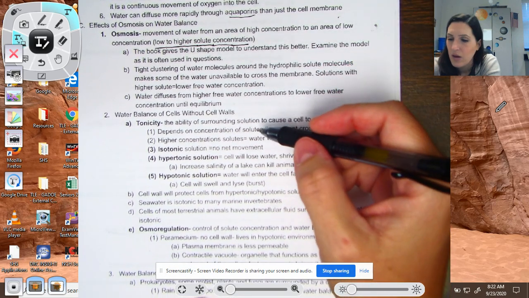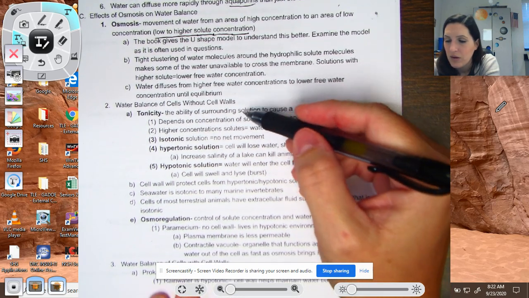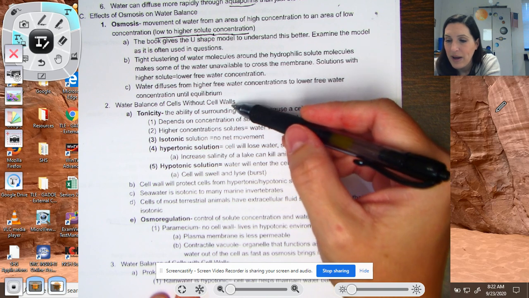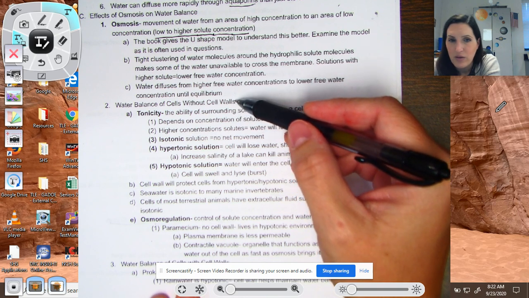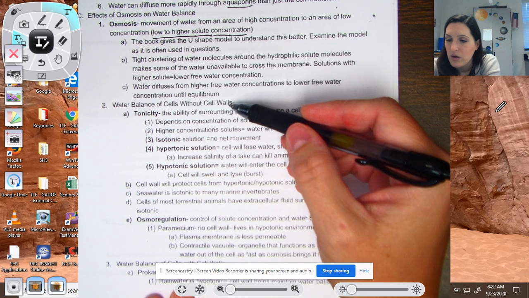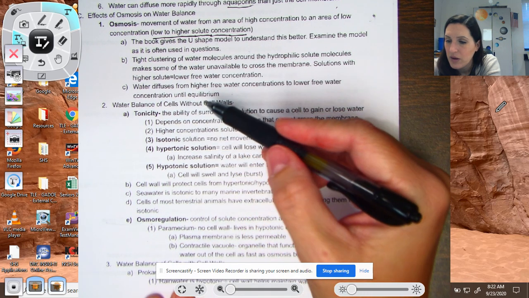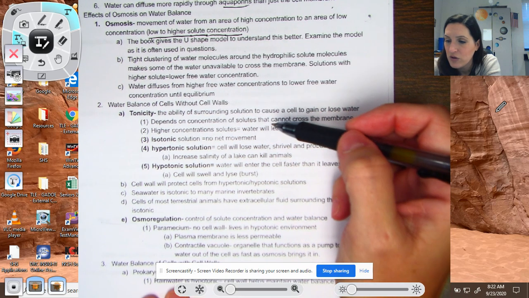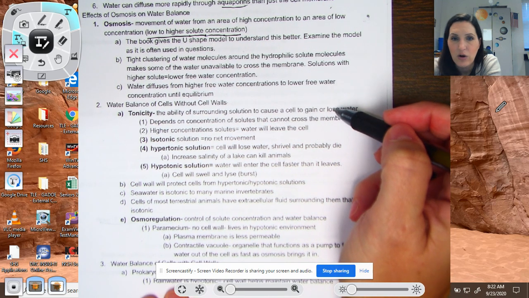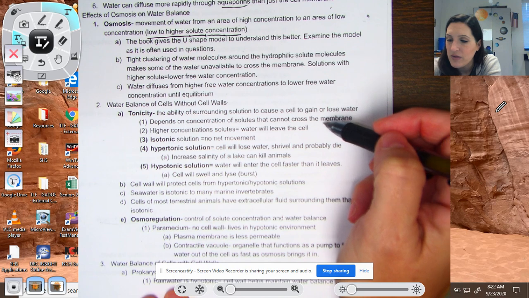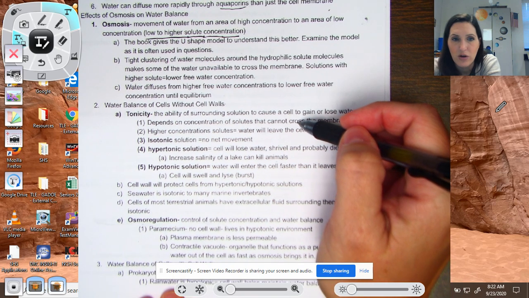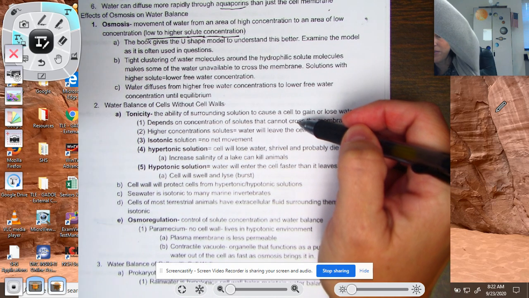Okay. So I'm going to click down here. Water balance of cells without the cell wall. So the cell wall we'll talk about down here. Tonicity is the ability of the surrounding solution to cause the cell to gain or lose water. This depends on the concentration of solutes. They cannot cross the membrane.